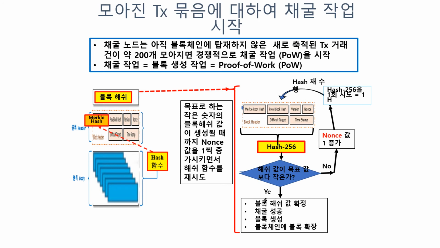Once the mining node stores about 200 transactions, it competitively gets involved in the mining process. So the mining process is the block creation job. Also, this block creation job is proof of work. This figure shows proof of work.